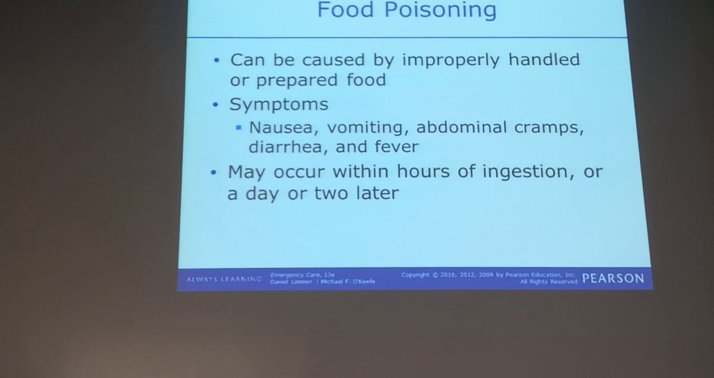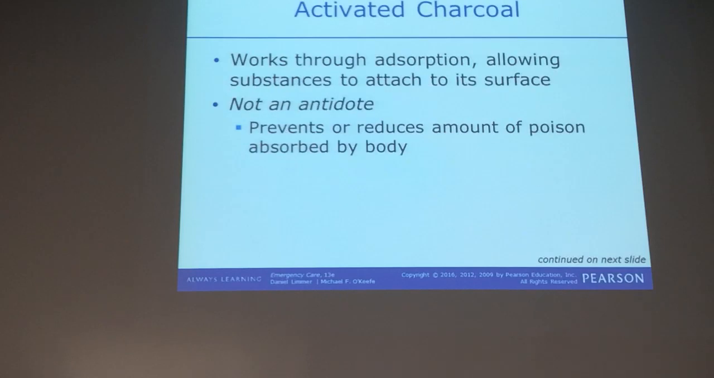Food poisoning can be caused by improperly handled or prepared foods. Almost everybody has experienced this at one point or time in their life. It can occur within hours of ingestion or a couple days later. And it can get people pretty sick. They can look pretty rough with food poisoning.